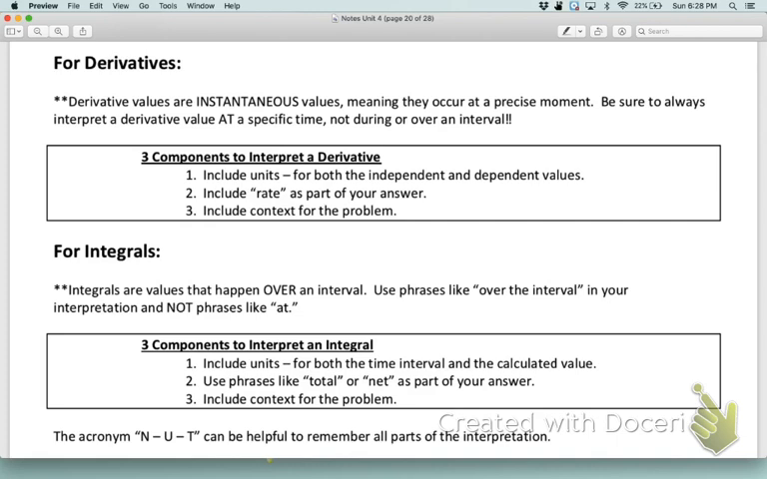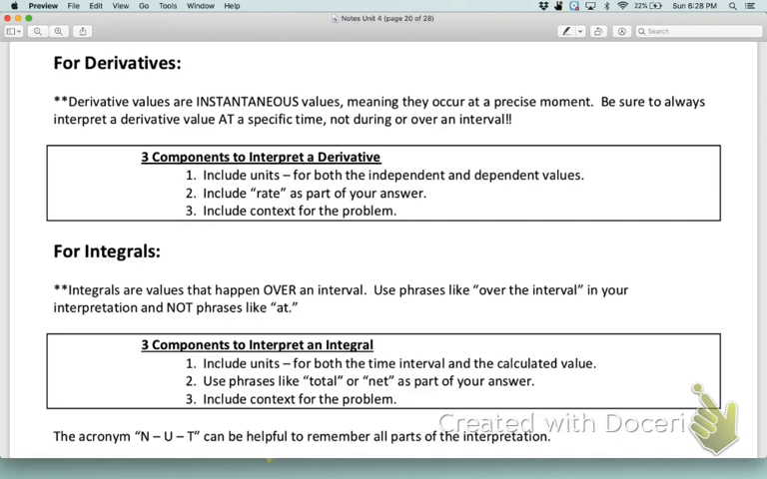So you need to include units for both the time interval and the value that you calculated. And be sure that you use phrases like total or net as part of your answer, depending on the situation. And then you want to always, same thing, include a context for the problem. Tie it back to what we know. They're not looking for a generic answer that you can use every time. It needs to be relevant to the problem that you are talking about.